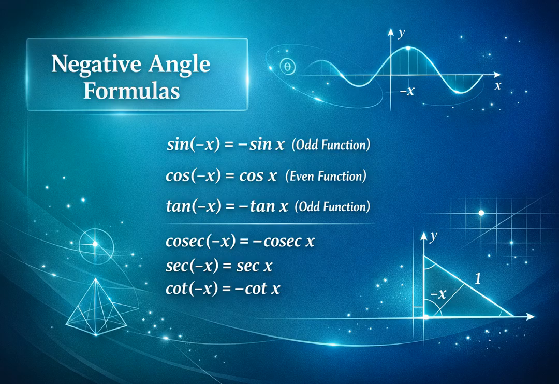Negative angle formulas show how functions behave with negative inputs. Sine of negative x equals negative sine x, making sine an odd function. Cosine of negative x equals cos x, making cosine an even function. Tangent of negative x equals negative tan x, so tangent is also odd. The reciprocal functions follow the same pattern.